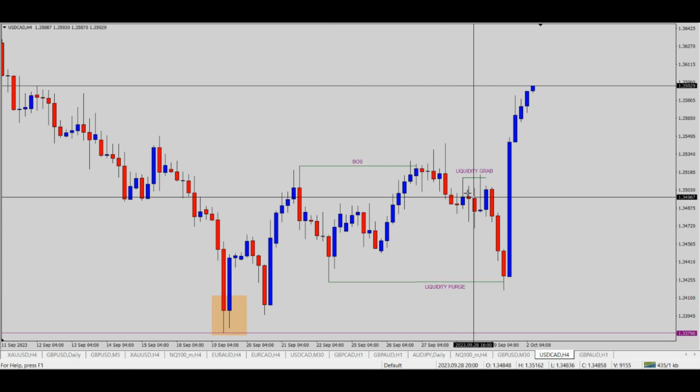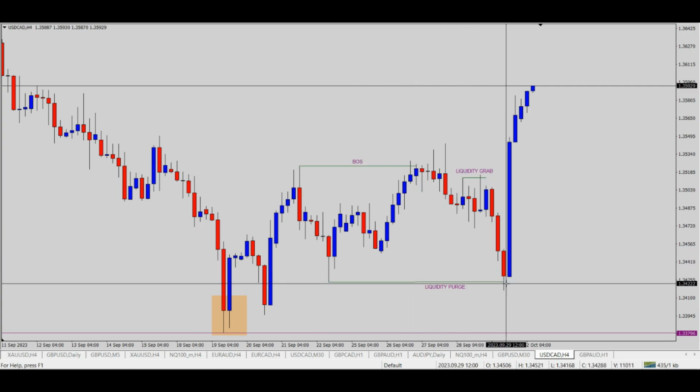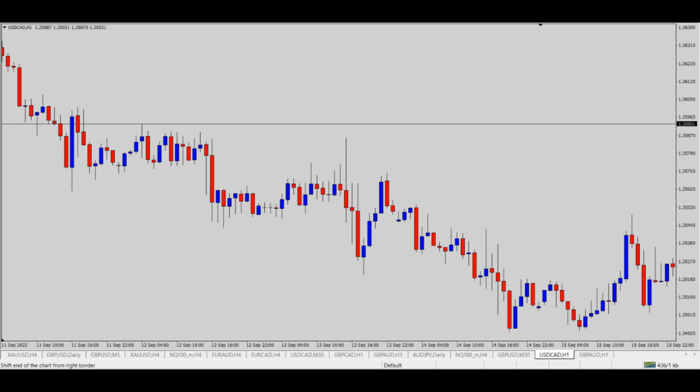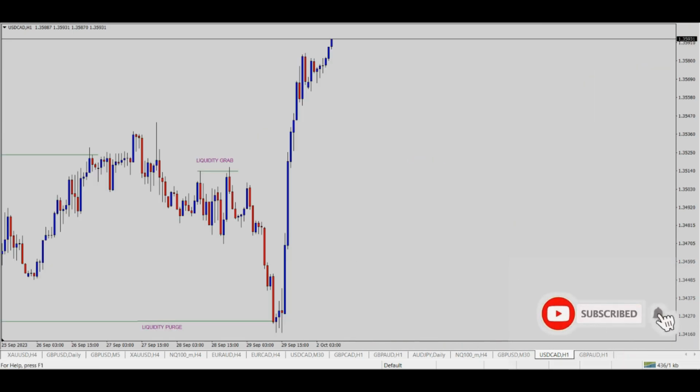So hence you can now see why price pushed down to the sell side for what? A liquidity purge. Now if you drop down to the hourly charts, you're going to understand why it is actually a liquidity purge right here.